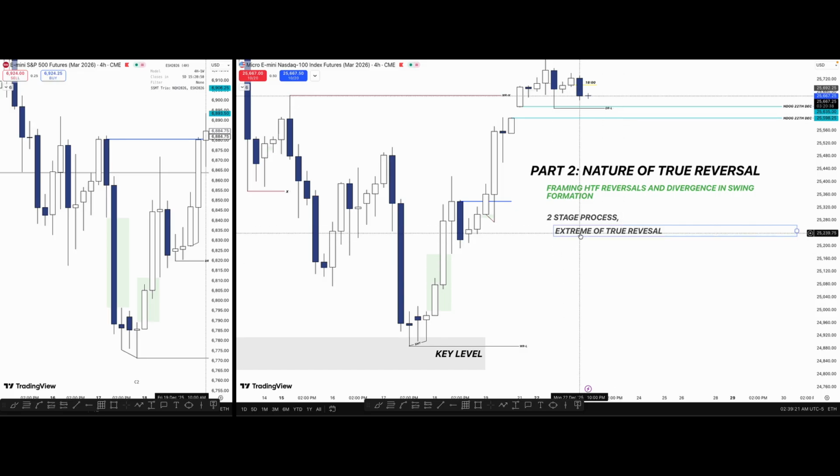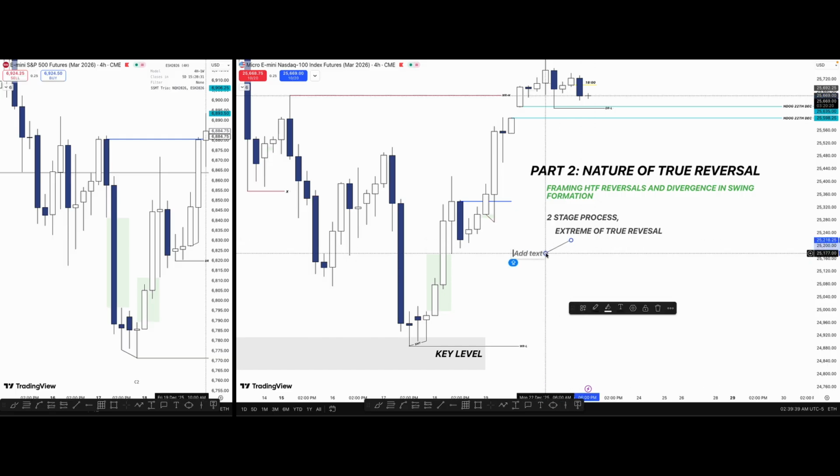So see, it is a two-stage process, and it will always form the extreme of true reversal. Extreme of true reversal matlab, it will be the last point. It will be the extreme point. matlab सबसे end में होगा वो. It will react off of what? It will always react off of a key level, right?